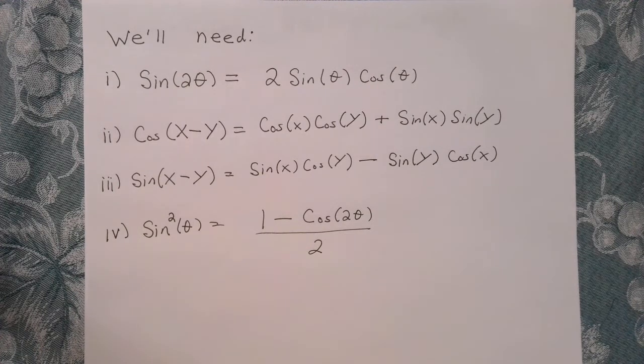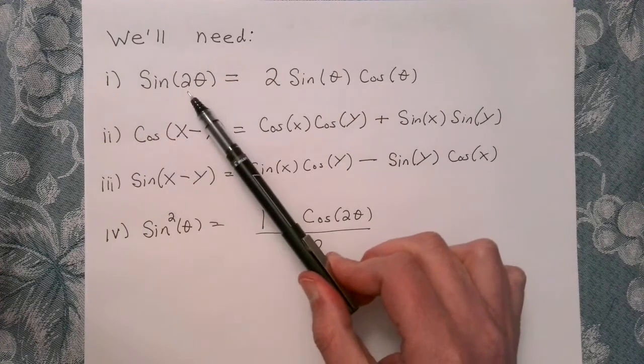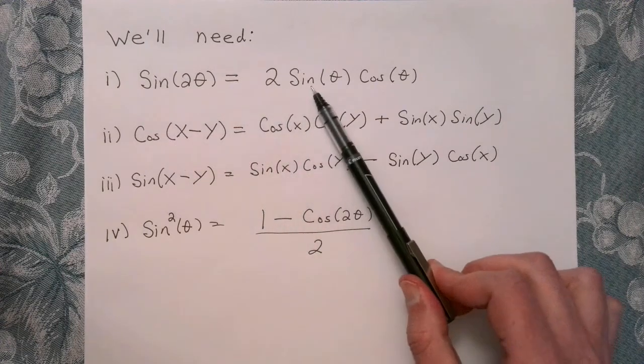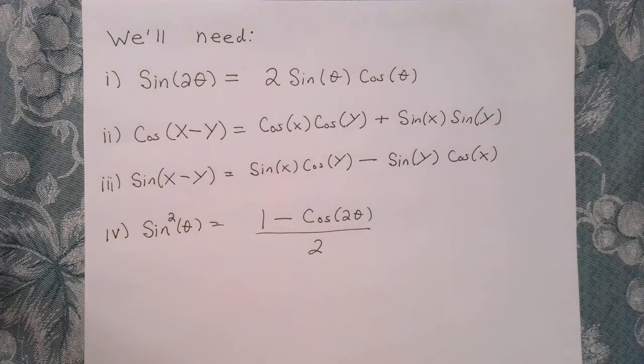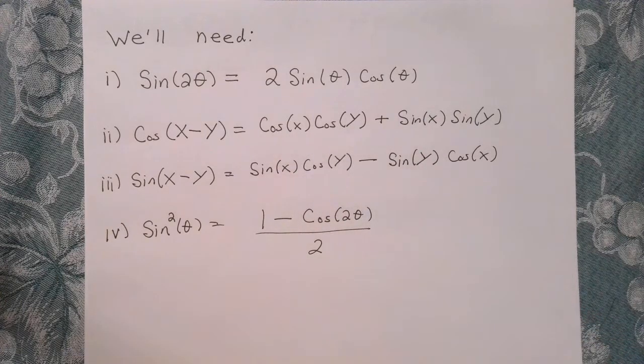So for today's problem, we're going to need the following tools. First, we're going to need the sine of a double angle formula. Sine of 2 theta is equal to 2 times sine of theta times cosine of theta. That's a classic. Second, we need the cosine of the difference of angles formula. Cosine of x minus y is equal to cosine of x times cosine of y plus sine of x times sine of y.